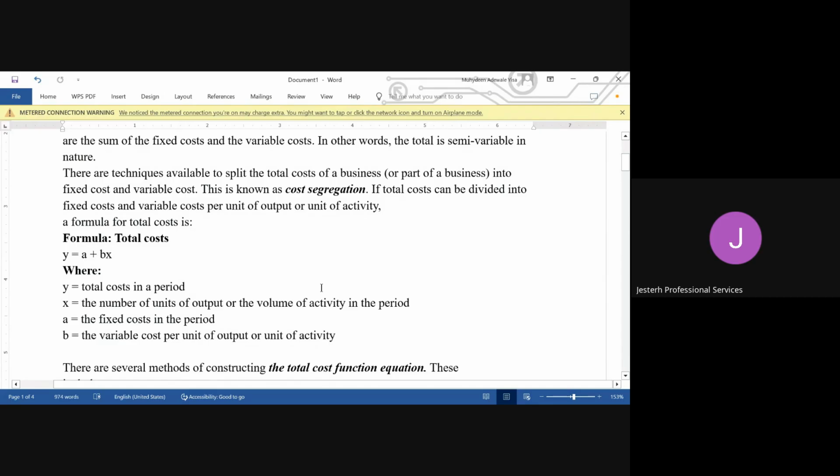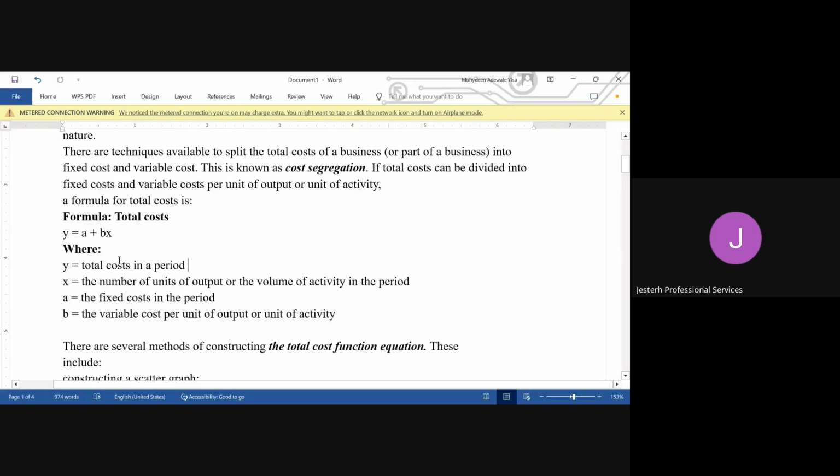And then we have a formula. I believe you can see the screen where we have the formula to ascertain the total costs: y = a + bx, where y is the total cost in a period, and x is the number of units of the output or the volume of activities in a period. a stands for the fixed cost in the period, and then b stands for the variable cost per unit.